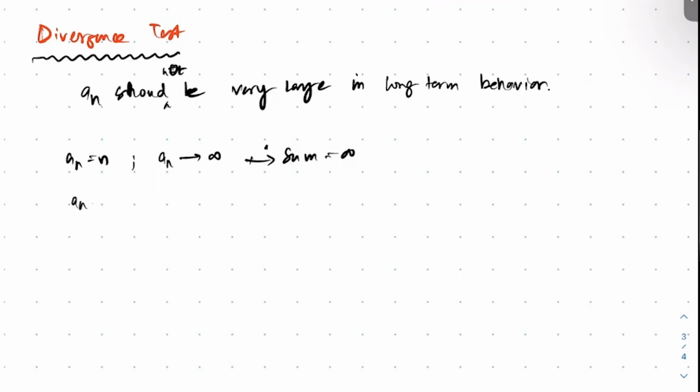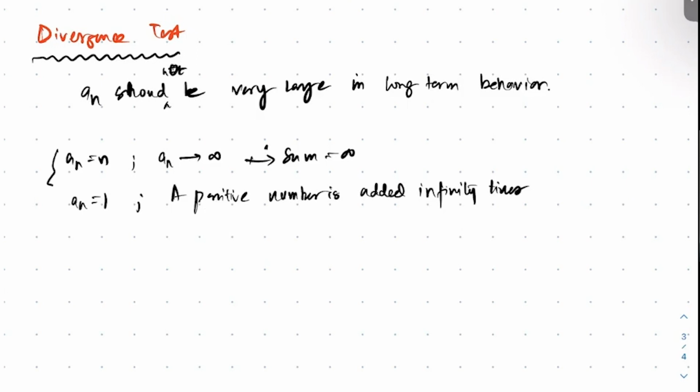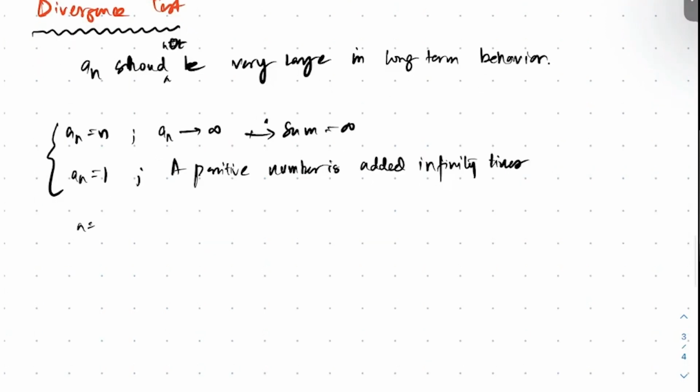If you take something shorter, a_n equal to 1, the limit is not infinity but the limit is large. If 1 is being added infinitely many times, then the sum goes to infinity, because a positive number is added infinitely many times. Even if a_n is any small number, let's say 10 to the power minus 5 for all n, it will still go to infinity, because it will be n times 10 to the power minus 5.